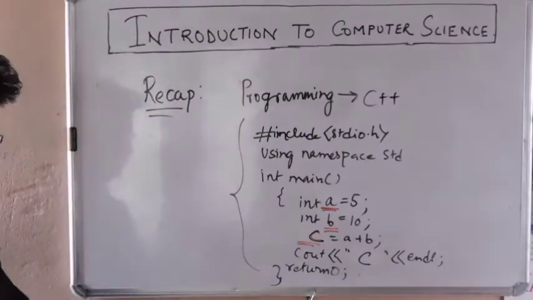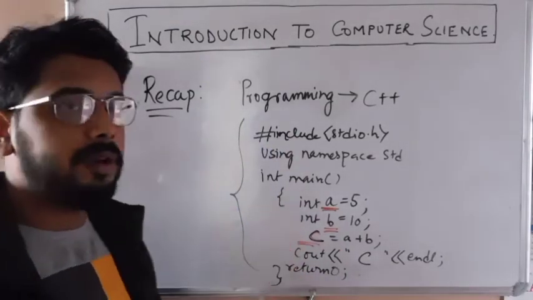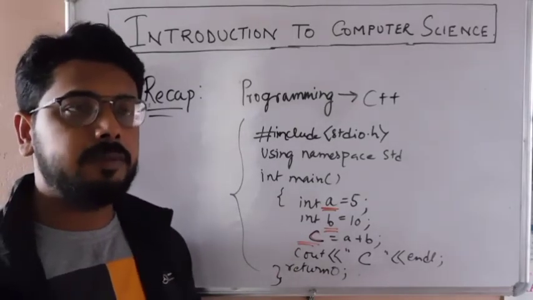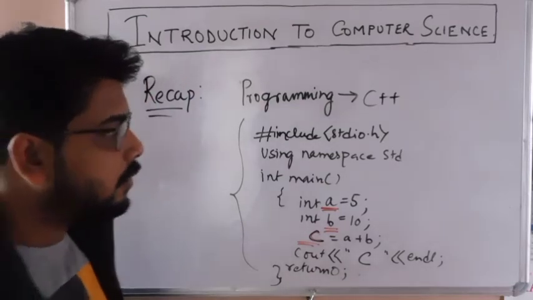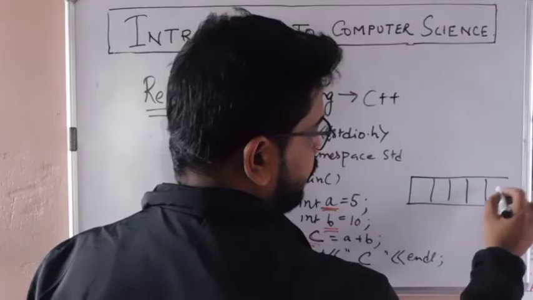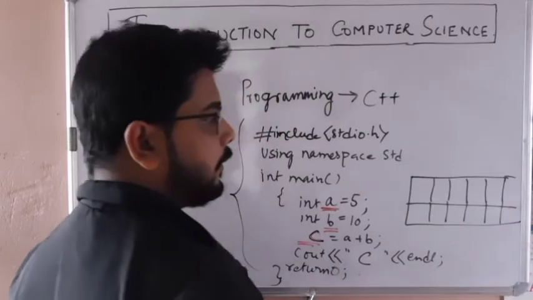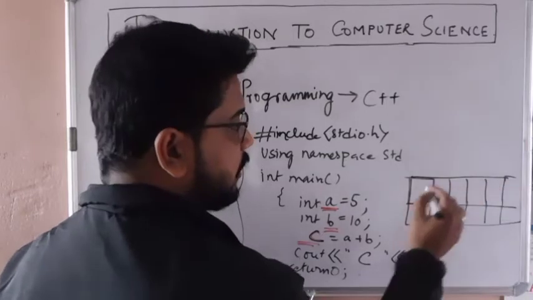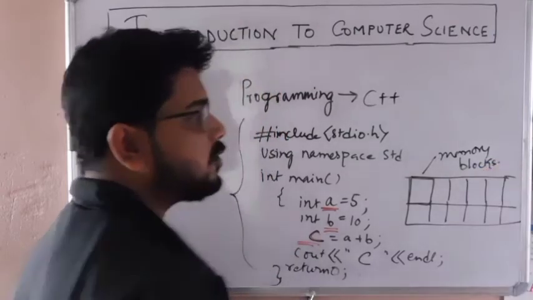Now, if you want to go into the depth of this program, as you all know, a computer is based on memory. Every piece of data that you want to store or information that you want to process is stored at the beginning in the computer's memory. A computer memory looks like this virtually. It is made up of various blocks, and these are all small memory blocks.